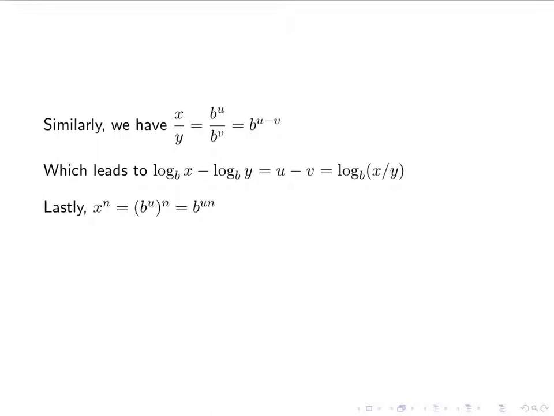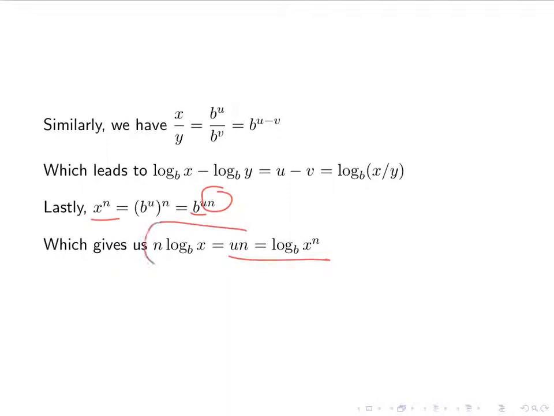And then lastly, we have x to the n equals b to the u to the n, which equals b to the un by definition, by rules of exponents. So if I'm looking at n times log base b of x, this is by definition u times n, which by the definition of the log, is log base b of x to the n. b to the un is x to the n. So again, that gives us this part. By definition of u gives us this part.